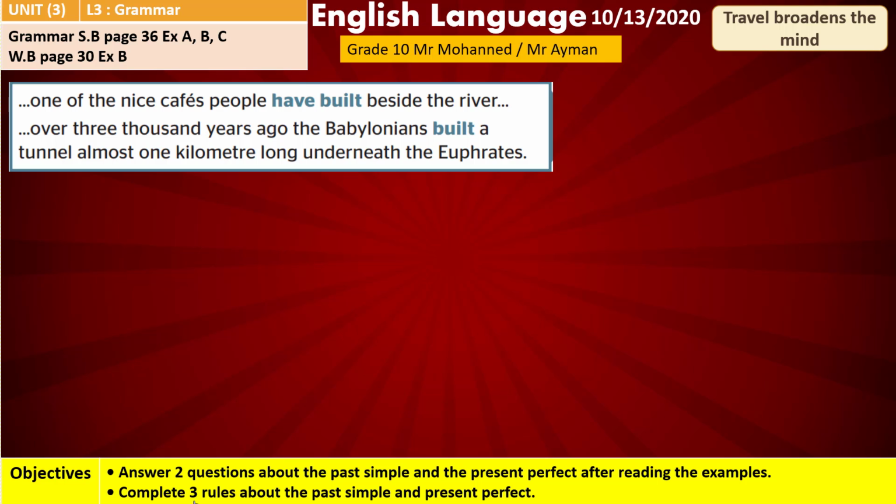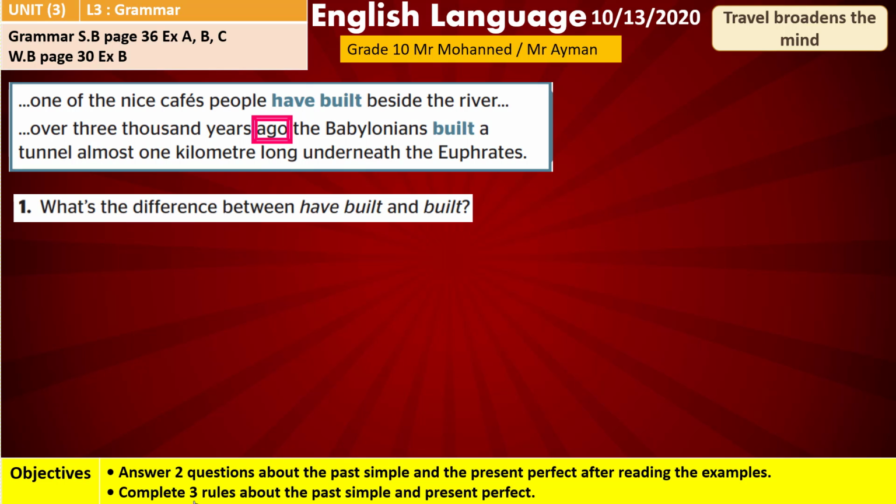The Babylonians built, not have built, built, because time is specified here. A tunnel almost 1 kilometer long underneath the Euphrates. See here? The word ago is very important.